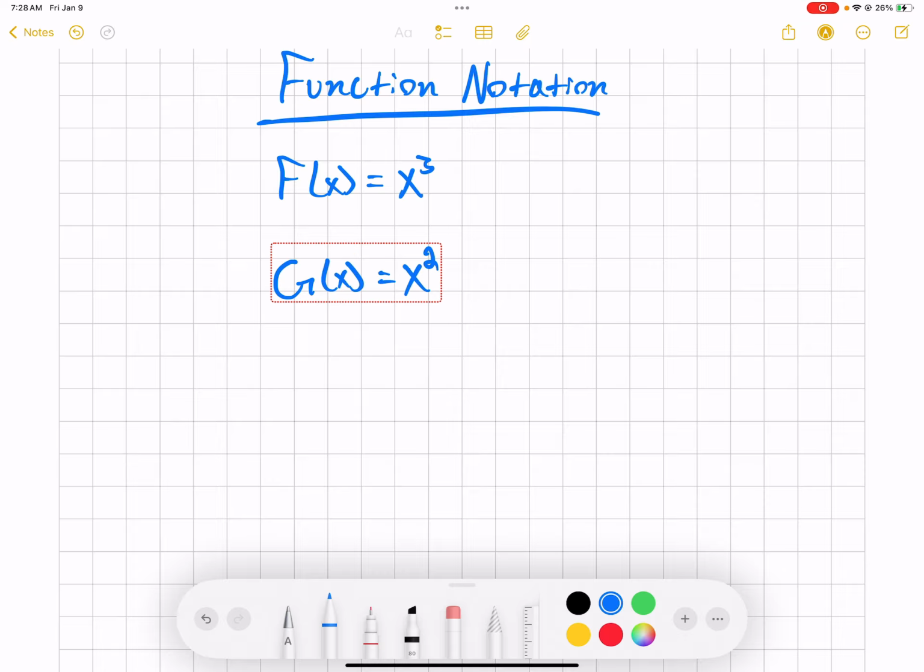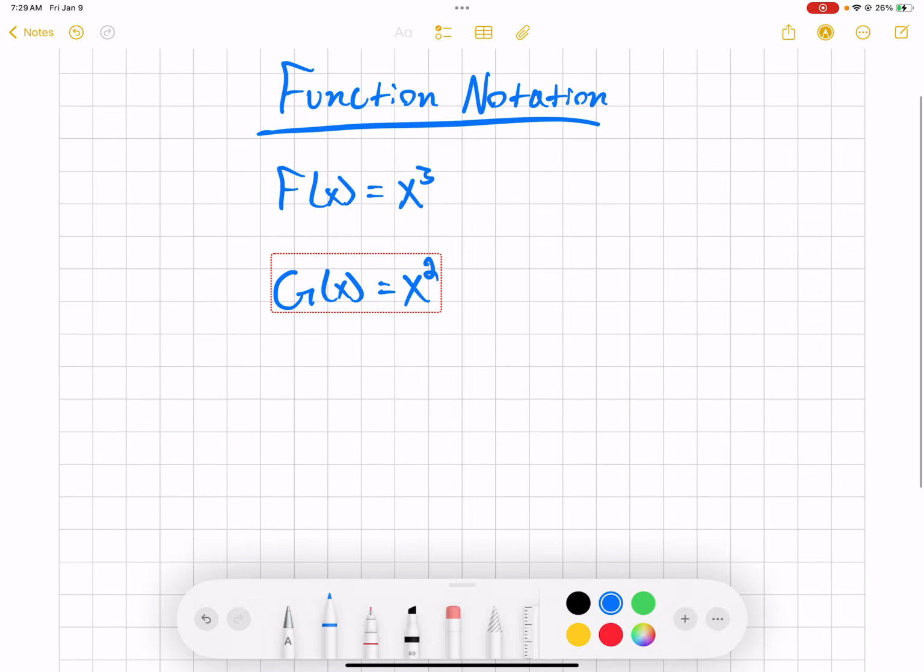Now I know which mathematical relationship I'm referring to in any particular moment. If I want you to consider the x squared mathematical relationship, I would say focus on g of x or use g of x. And then if I want to consider the mathematical relationship y equals x to the third, I can just say f of x. So that's one benefit of function notation. That's one need. That's why we use it.